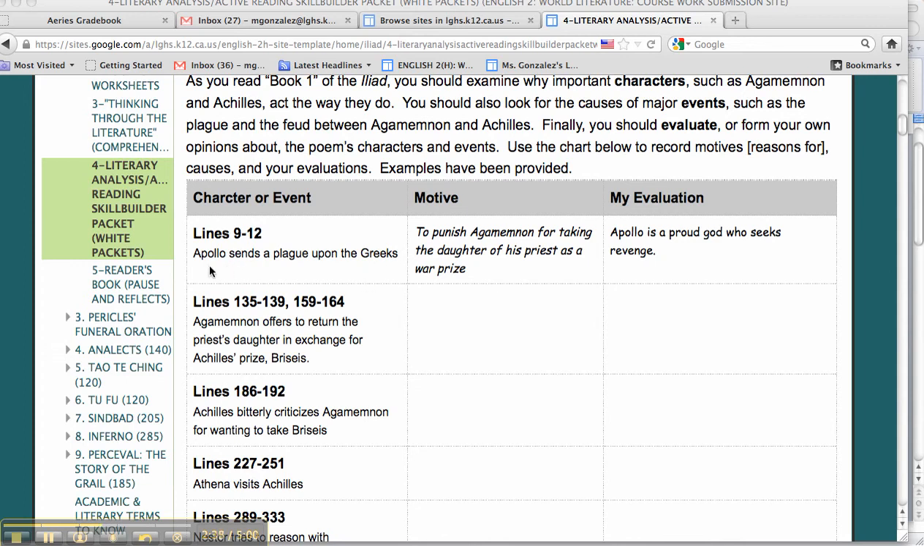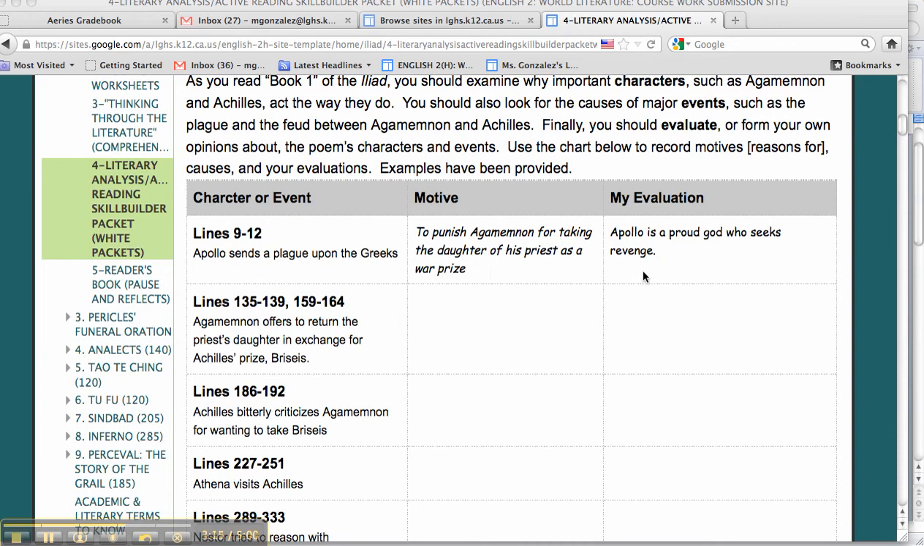So let's look at the example they give us here. Apollo sends a plague upon the Greeks. That's from the book. That is a truth. That is a fact. So what's the motive for Apollo sending the plague? To punish Agamemnon for taking the daughter of his priest as a war prize. So here we have a character. They give you a description about a character in the story, meaning Apollo, who is a god. And so from there, you have to figure out his motive. So his motive, again, is to punish Agamemnon for taking the daughter of his priest.